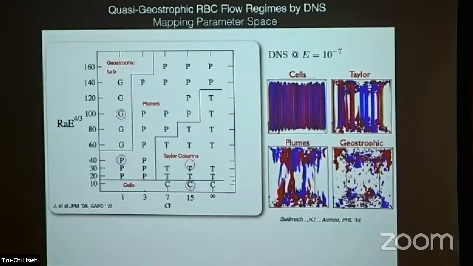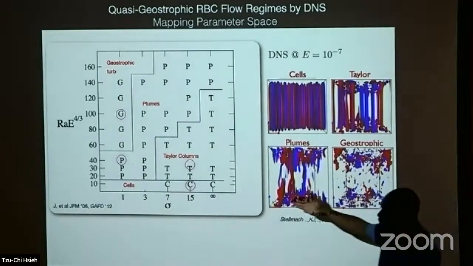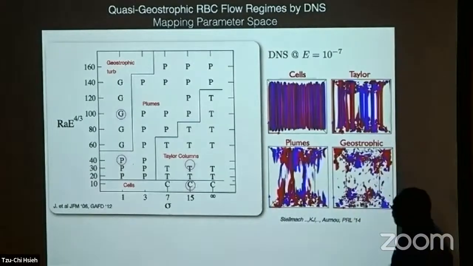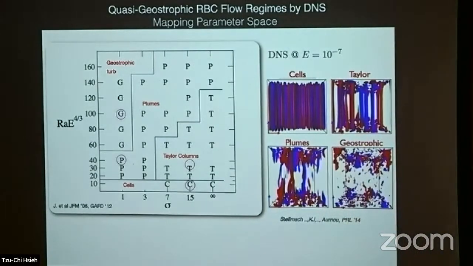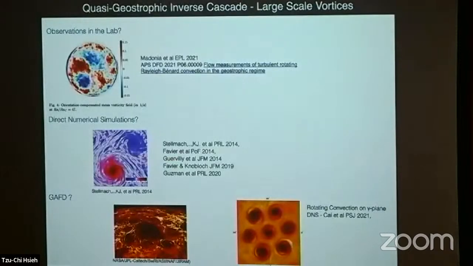So at this Ekman number, this is a good map of what you see. These are all DNS. You saw exactly the same thing. So these equations are faithfully capturing these flow morphologies, at least at this low Ekman number.